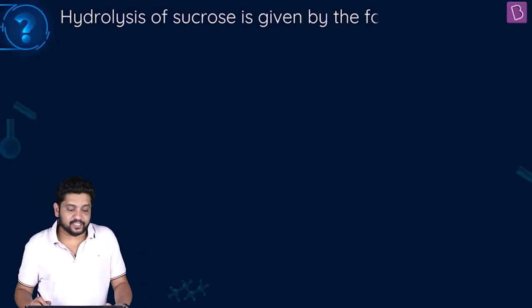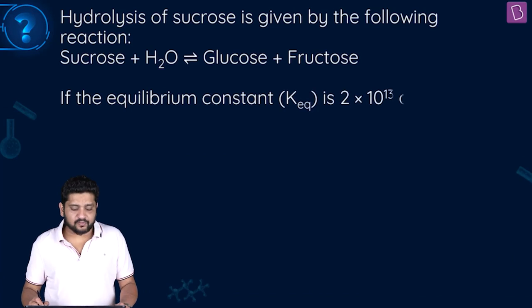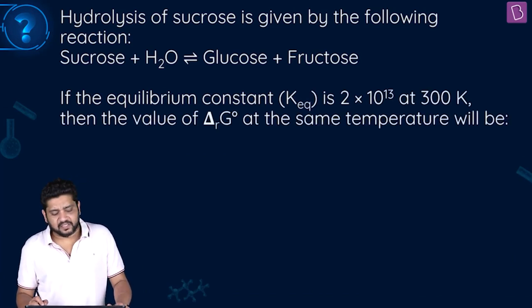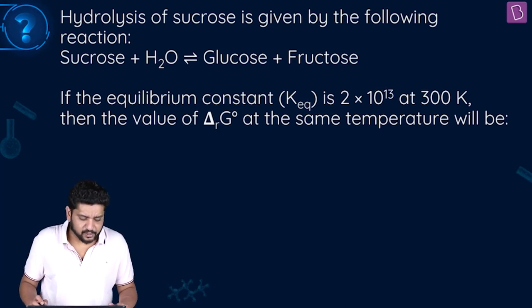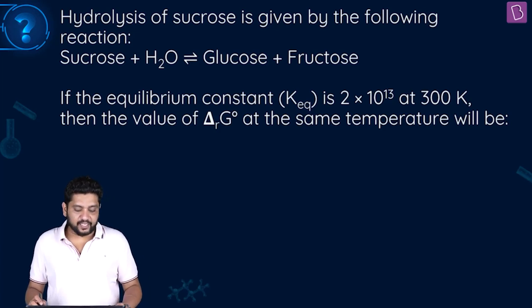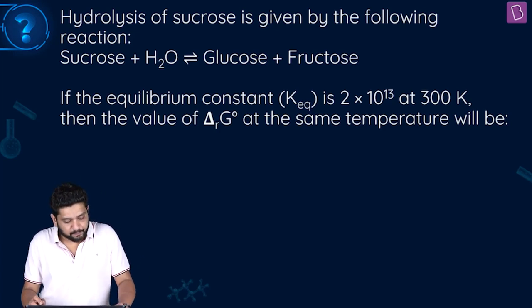So let's read the question. It says the hydrolysis of sucrose is given by the following reaction: sucrose plus H2O, reversible reaction, glucose plus fructose. If the equilibrium constant K_eq is 2 into 10 to the power 13 at 300 Kelvin, then the value of delta G naught for the reaction at the same temperature will be, right?